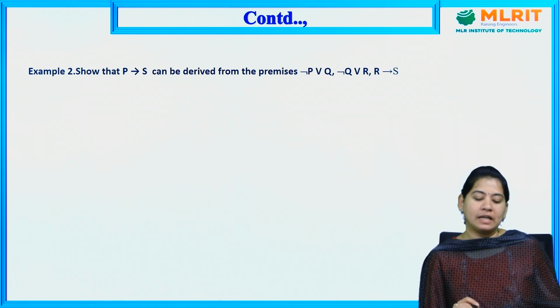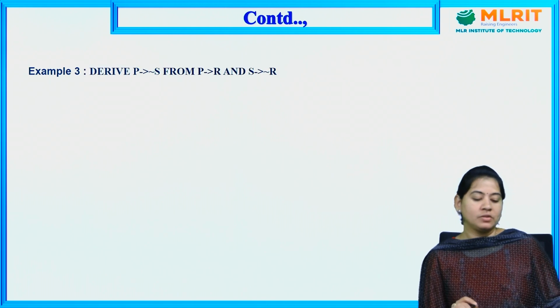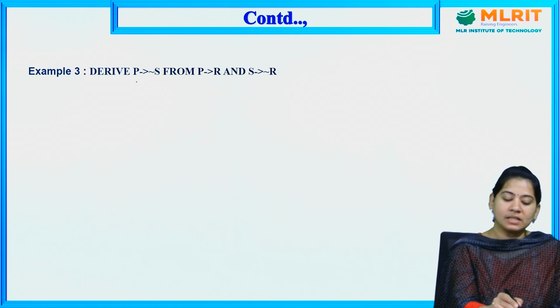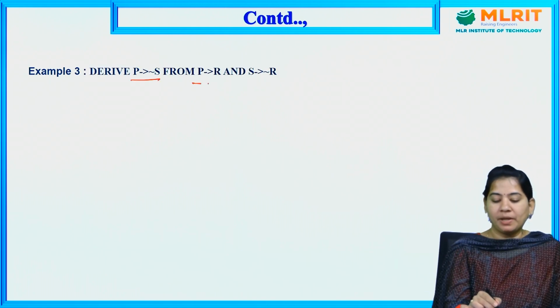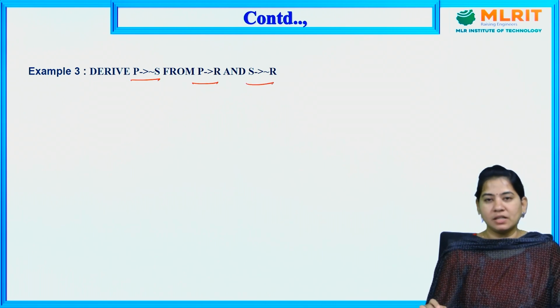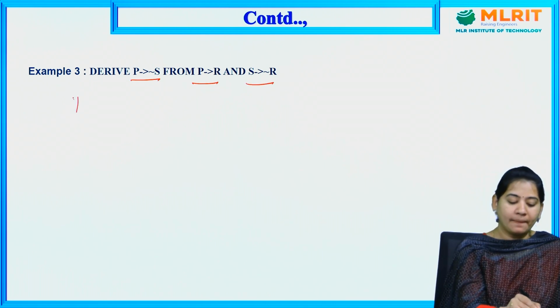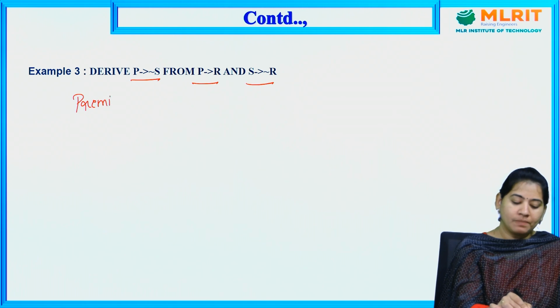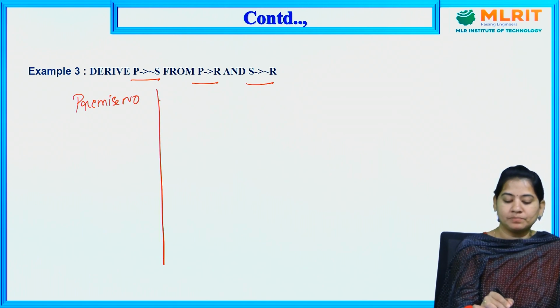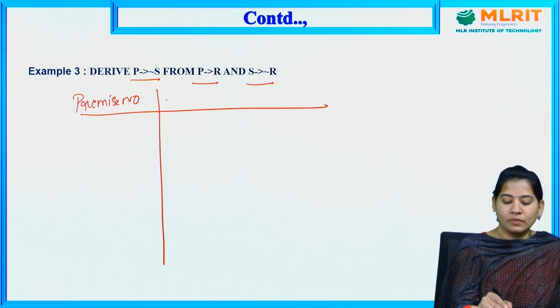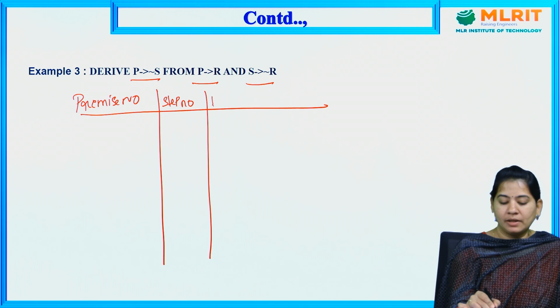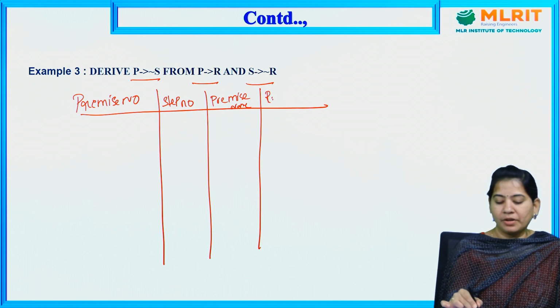Let us go for the other problem also, third problem. Derive P implies negation S from P implies R, S implies negation R. So here premise number, and here step number, and here premise name, rule of inference.